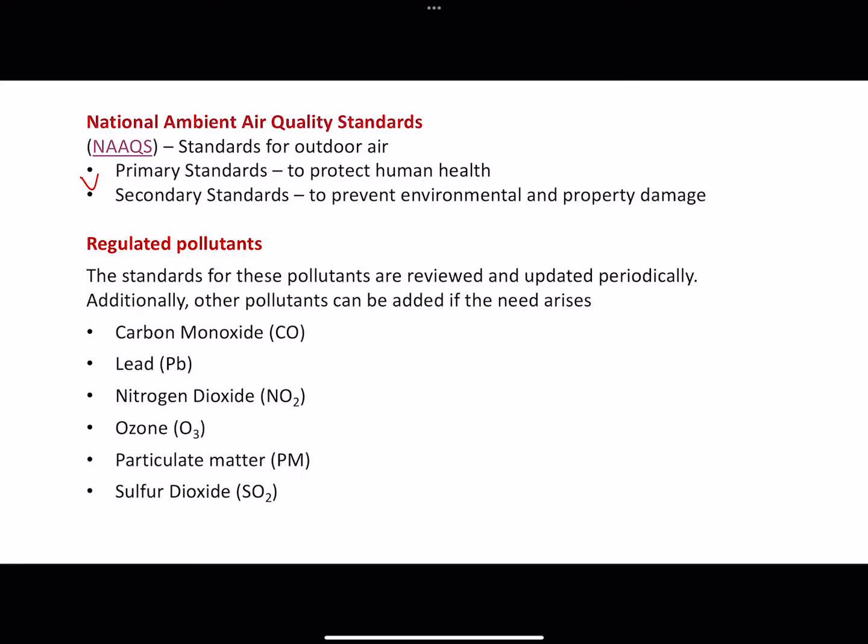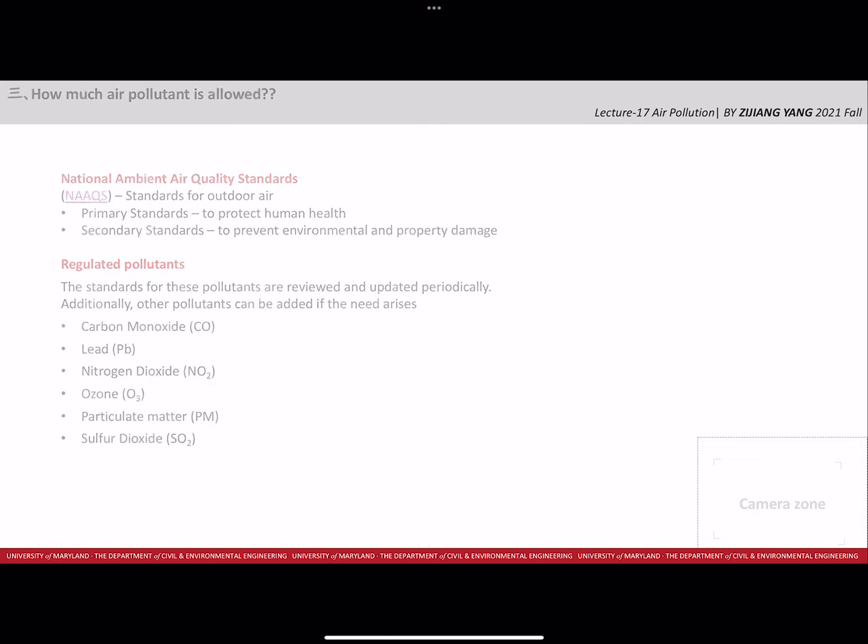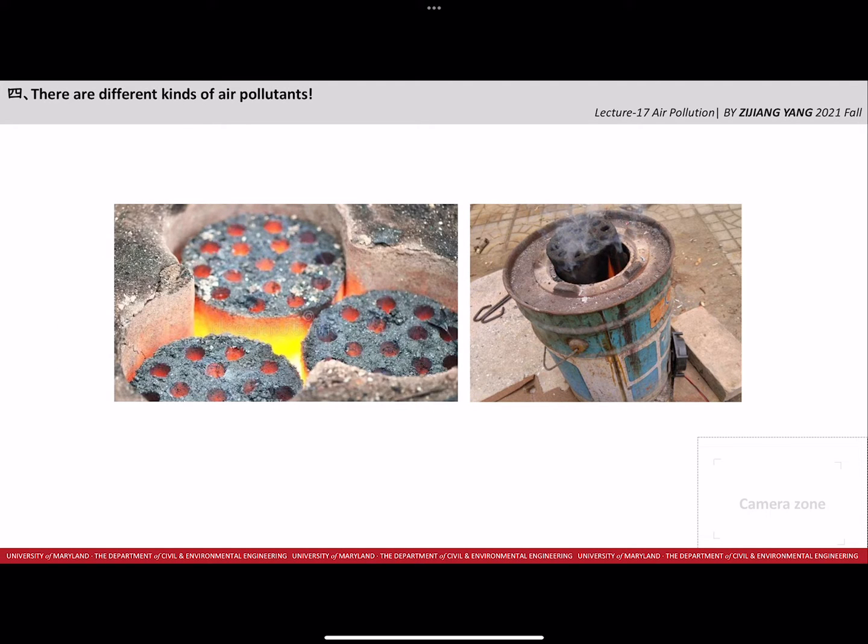So this table regulates different kinds of air pollutants, including carbon monoxide, lead, nitrogen dioxide, ozone, particulate matter, and sulfur dioxide. So let's look at them one by one. But before that, I would like to ask you, have you ever seen this when you were young, or do you know it?